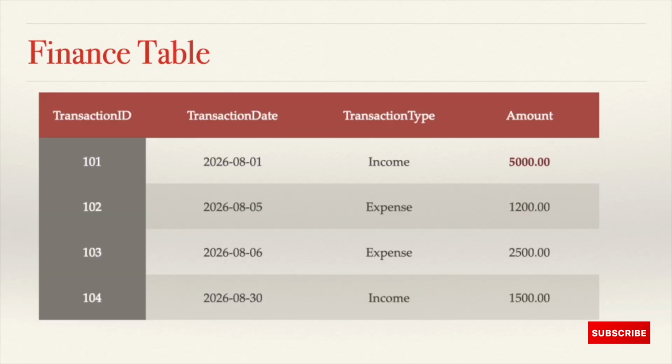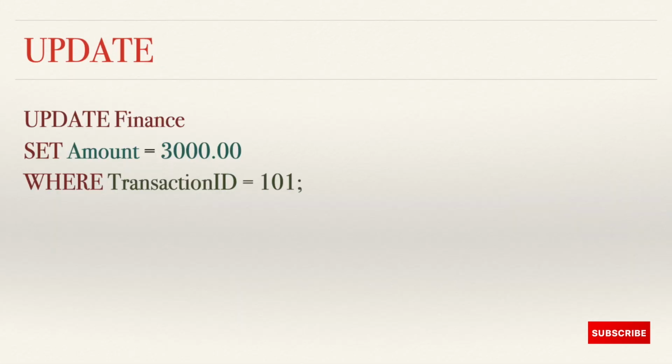In this example, we will update the finance table by changing the amount column value to 5,000 for the specified record using the update statement. This statement updates the amount column in the finance table by setting its value to 3000.00 for the record where the transaction ID is 101.